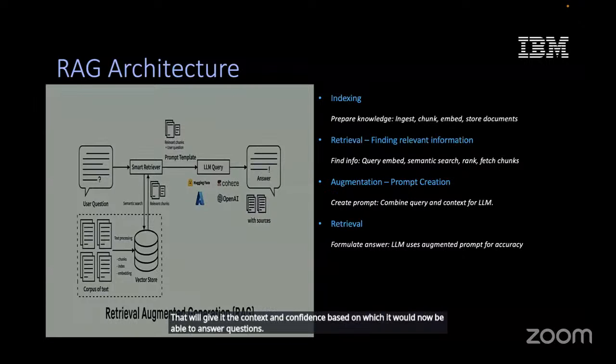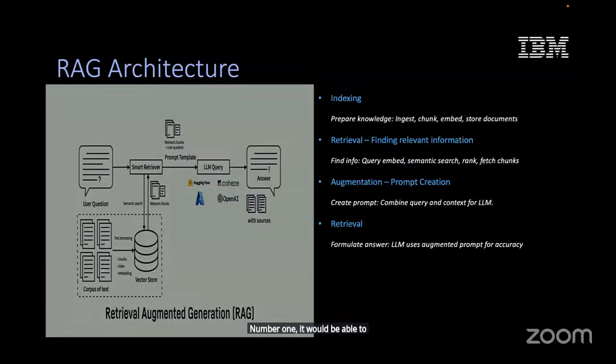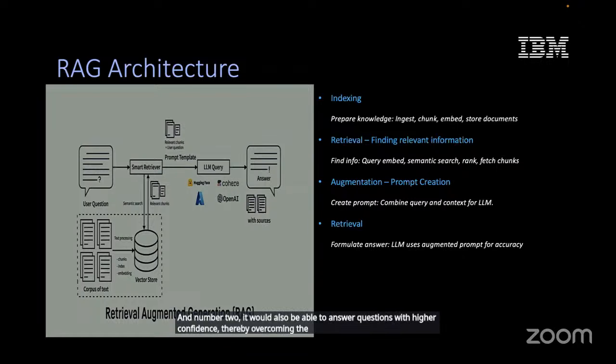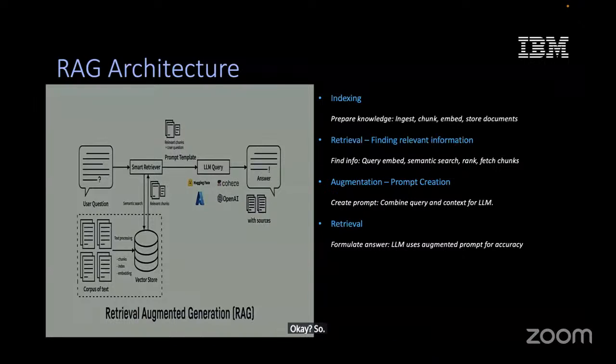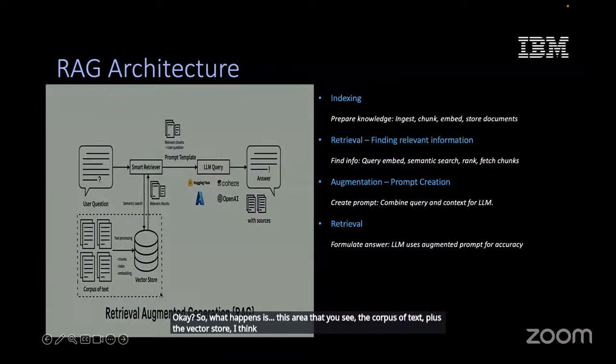Number one, it would be able to answer questions on which it was not earlier trained. And number two, it would also be able to answer questions with higher confidence, thereby overcoming the hallucination problem. So what happens is, this area that you see, the corpus of text plus the vector store, this is where the RAG approach happens.